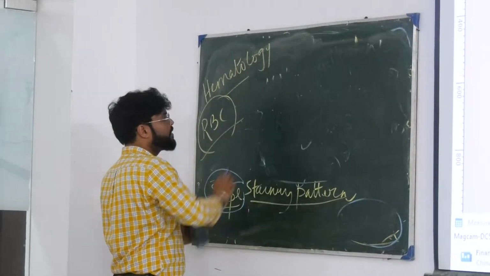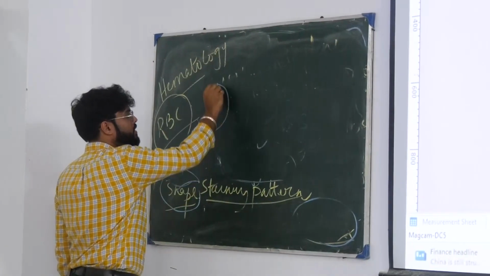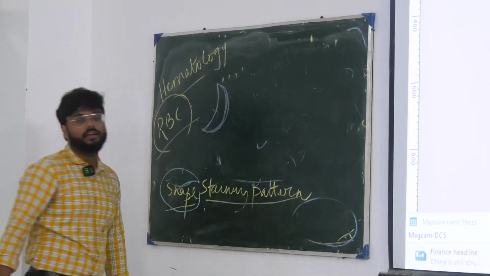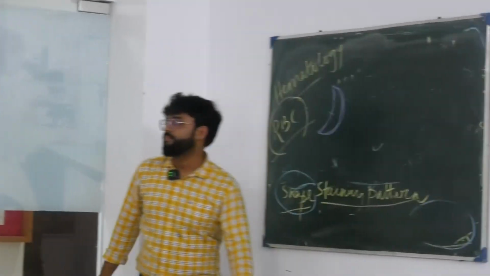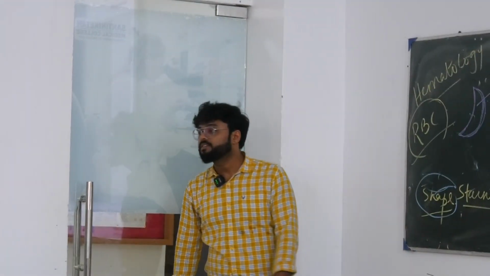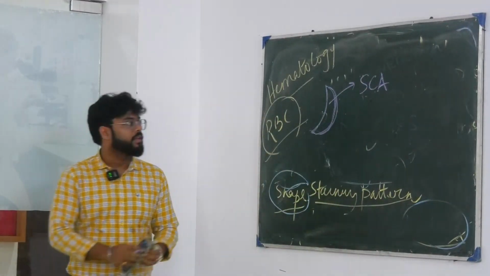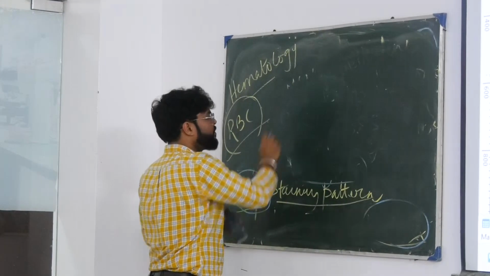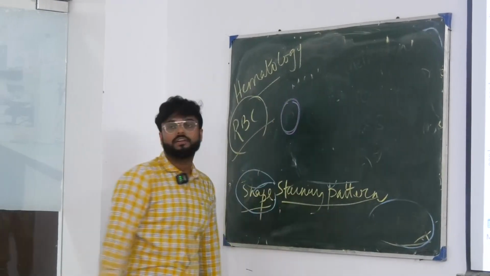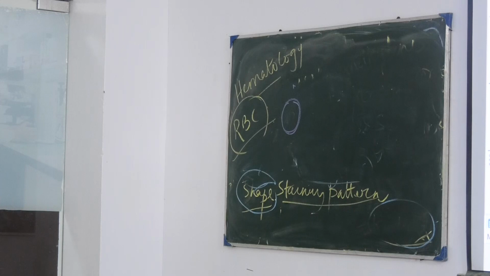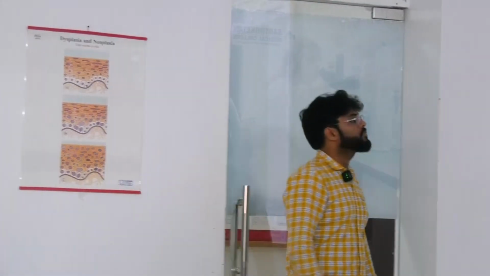Like if the shape is like a banana or sickle, known as sickle cells. Usually we find sickle cells in sickle cell anemia. Okay. If there is loss of central pallor, there is no central pallor, the RBCs are devoid of central pallor, they are known as spherocytes.